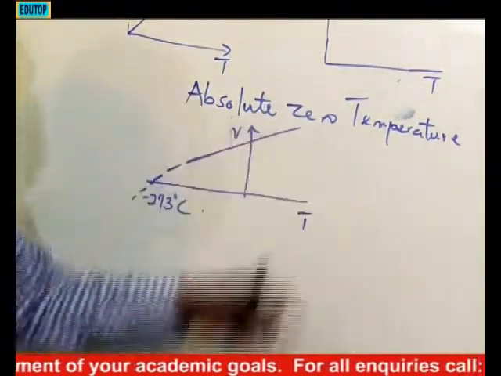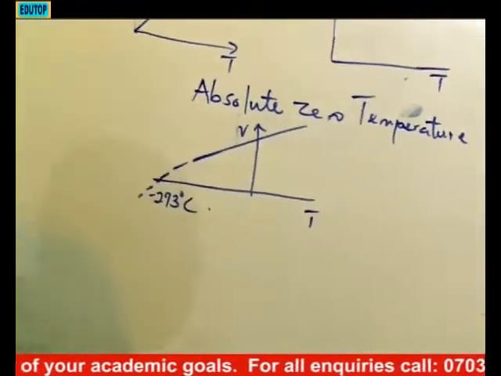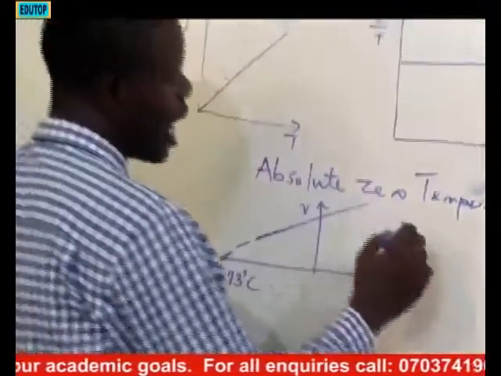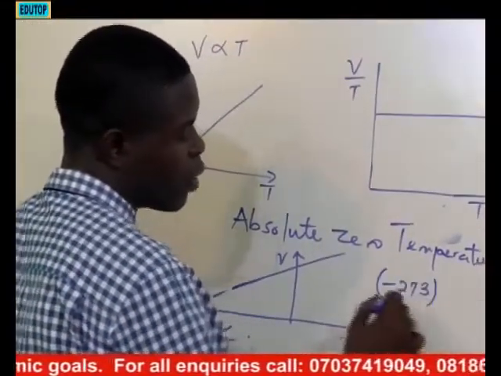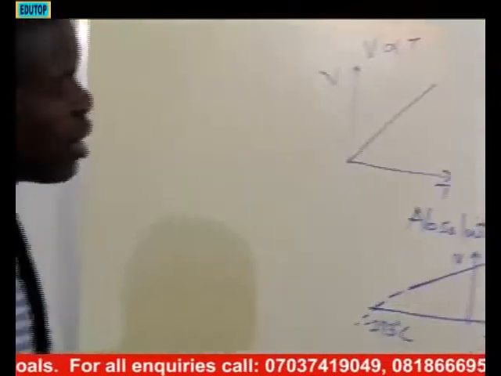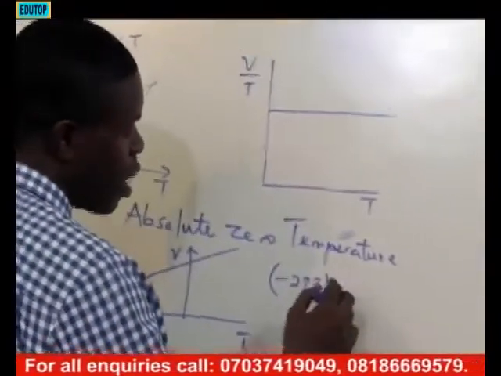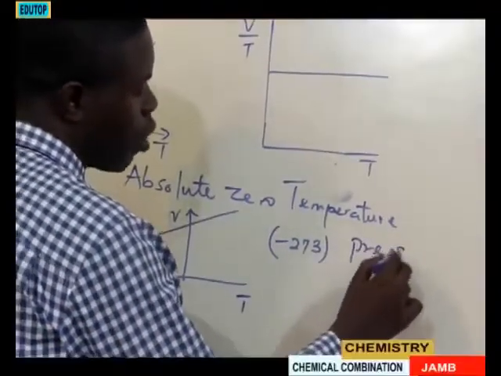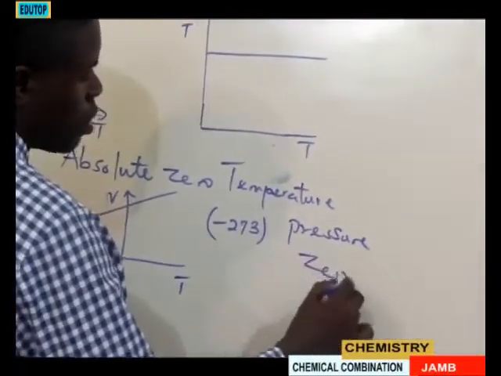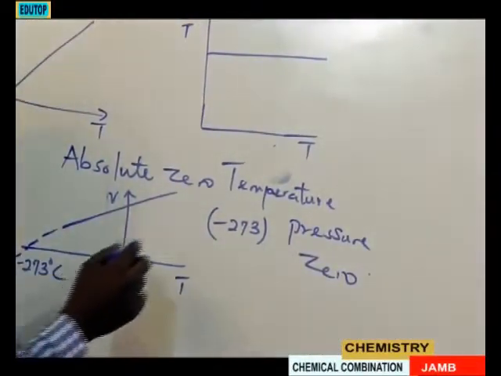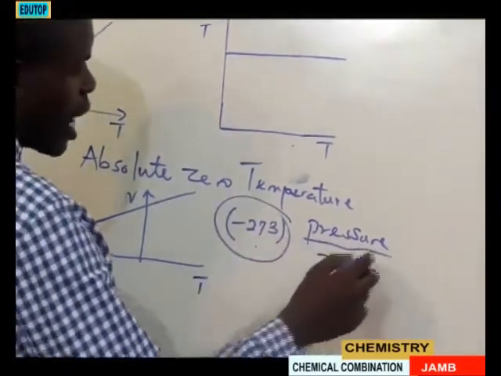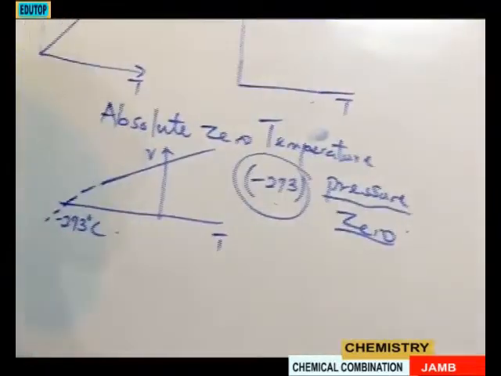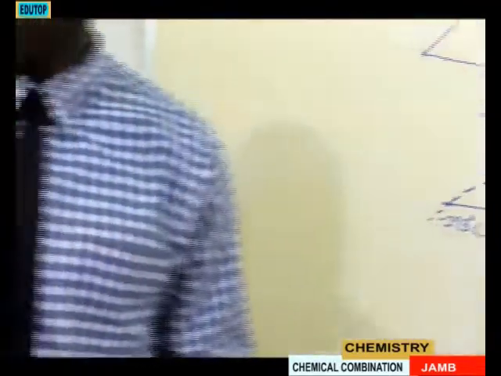So absolute zero can be defined as the temperature of that gas, which is usually minus 273, when the pressure is theoretically reduced to what? Zero. The temperature of the gas when its pressure is theoretically reduced to zero. That is the absolute zero temperature.